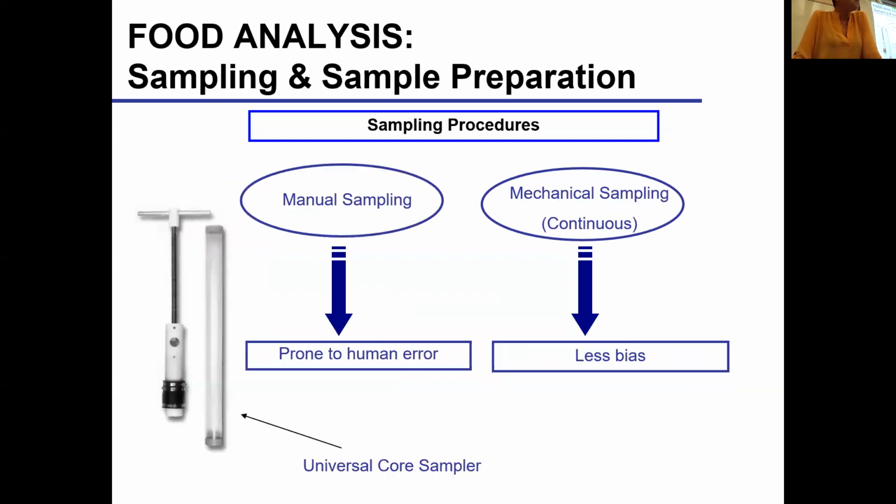There is manual sampling and there's mechanical sampling. Mechanical sampling is less biased, so that would be great to have. If you are analyzing samples online, you can have mechanical sampling timed. Every 10 minutes, a sample is pulled out mechanically without any human bias. Or there's manual sampling, which is subject to human error.